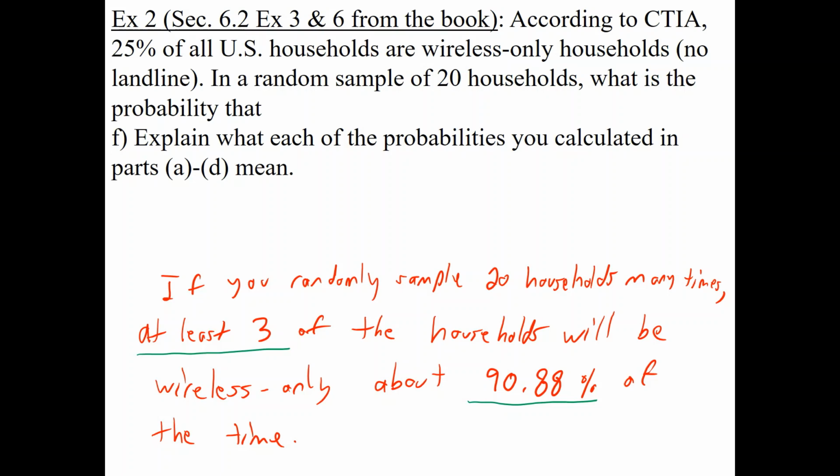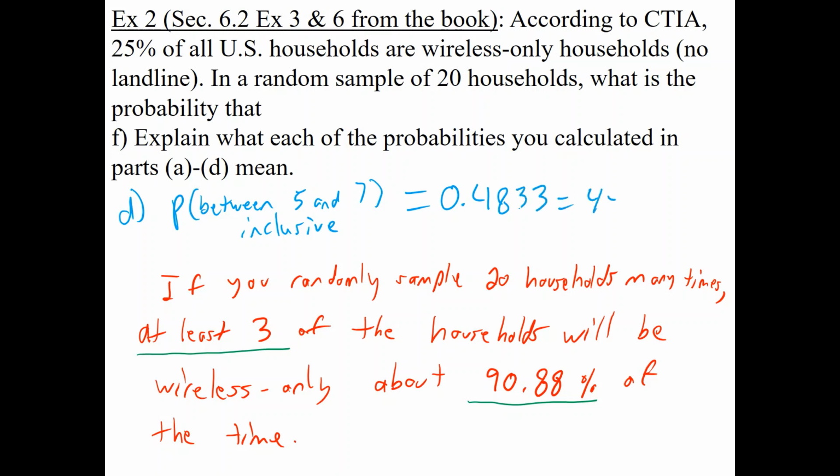Okay, so for part D, we found the probability that you have between 5 and 7 of the households be wireless only, and this was of course inclusive. Between 5 and 7 of the households are wireless only. The probability was 0.4833. If you write that as a percentage, it's 48.33%.